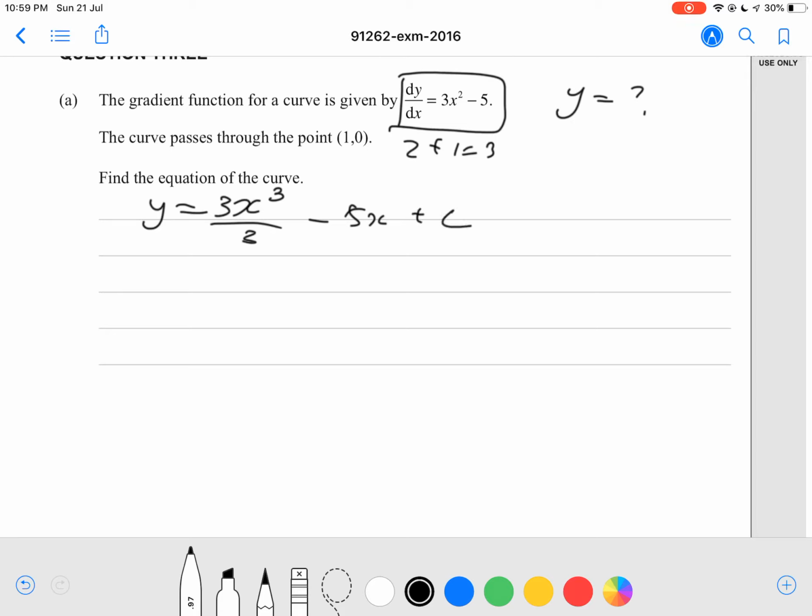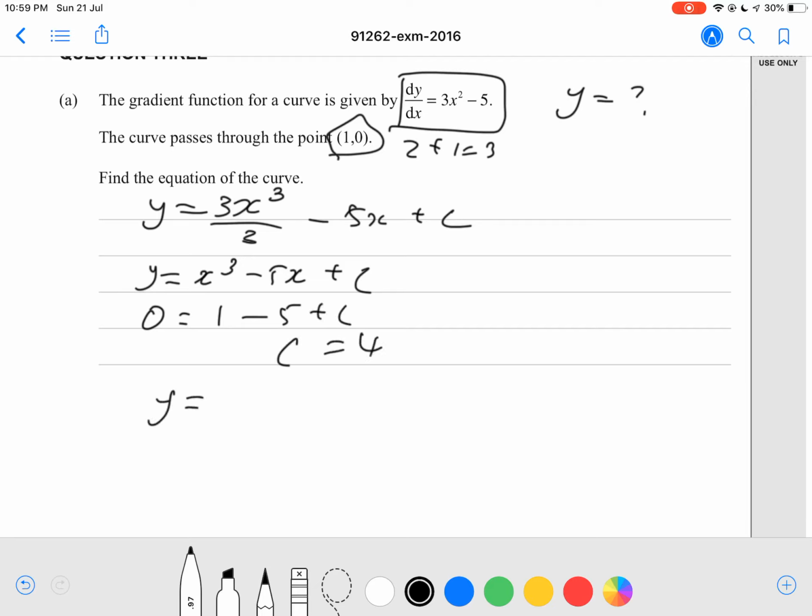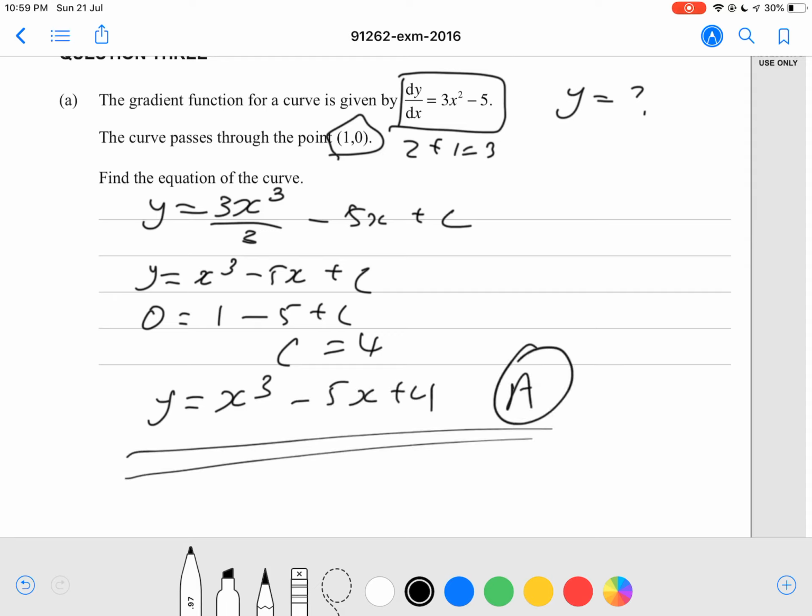We don't know c. We need to use this point to find c. So y equals x cubed minus 5x plus c, and the curve passes through the point (1, 0). So substitute those numbers in to find c. So 0 equals 1 minus 5 plus c. c therefore equals 4. y equals x cubed minus 5x plus 4. And that will get you an achieved grade.